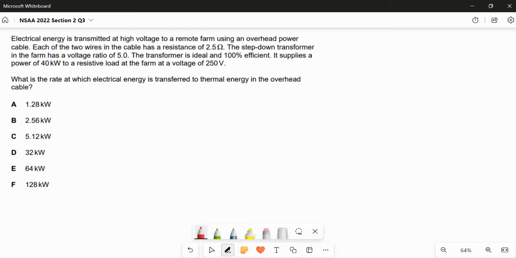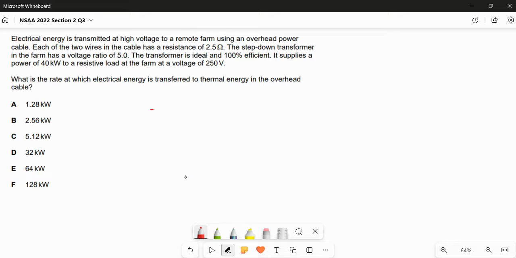Electrical energy is transmitted at high voltage to a remote farm using an overhead power cable. Each of the two wires in the cable has a resistance of 2.5 ohms. The step-down transformer in the farm has a voltage ratio of 5. The transformer is ideal and 100% efficient. It supplies a power of 40 kilowatts to a resistive load at the farm at a voltage of 250 volts. What's the rate at which electrical energy is transferred to thermal energy in the overhead cable?